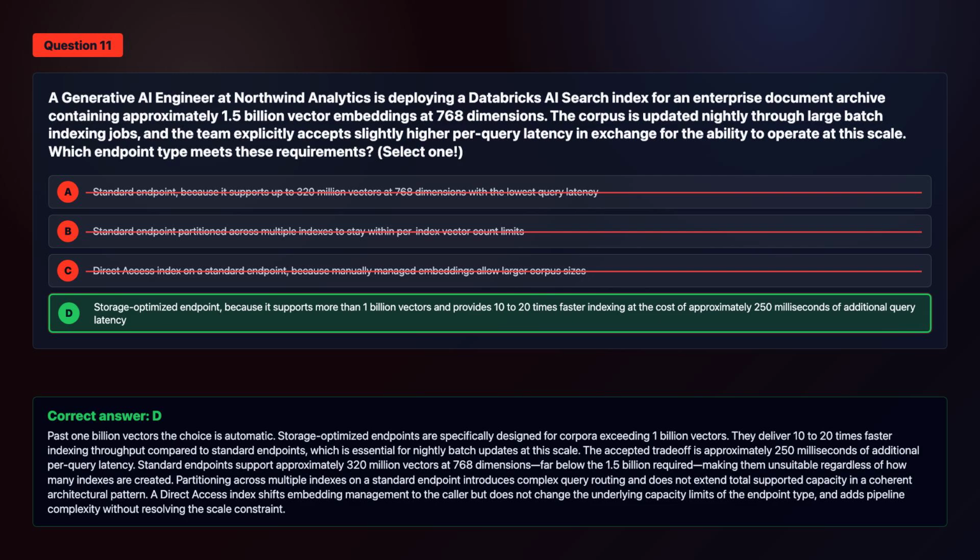Standard endpoints support approximately 320 million vectors at 768 dimensions, far below the 1.5 billion required, making them unsuitable regardless of how many indexes are created. Partitioning across multiple indexes on a standard endpoint introduces complex query routing and does not extend total supported capacity in a coherent architectural pattern. A direct access index shifts embedding management to the caller, but does not change the underlying capacity limits of the endpoint type, and adds pipeline complexity without resolving the scale constraint.